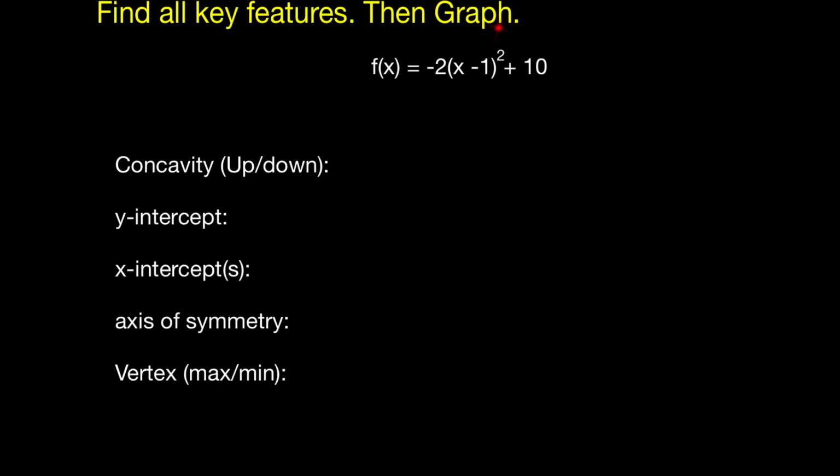Final key features, then the graph. So here we have vertex form. Let's begin with the concavity. The concavity is determined by the a value. Here we have a negative a, so this is going to be concave down.